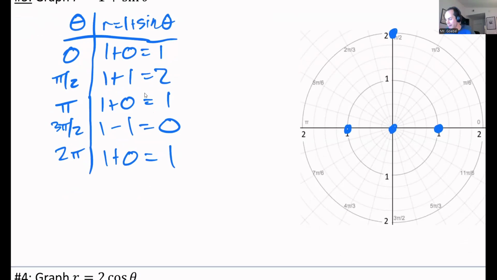And then at 2 pi, you're back to 1, right? Back to where you started. So we got 4 points here. We just kind of need to get an idea of how to fill in the rest of it. And we're not going to plot any more points. We're just going to think about this logically.